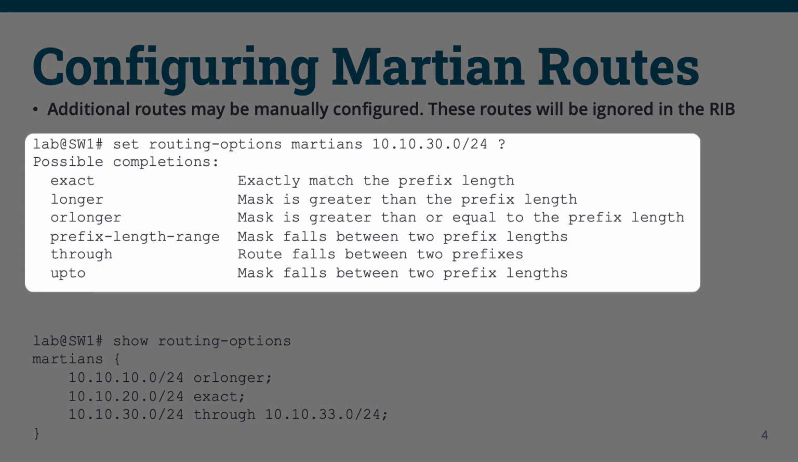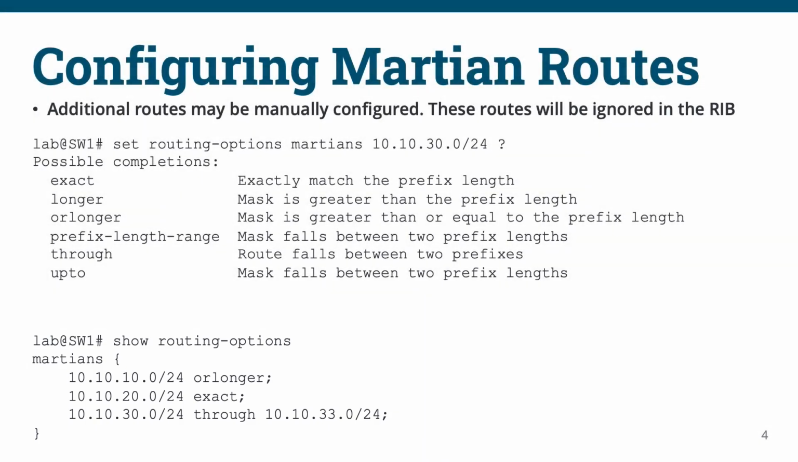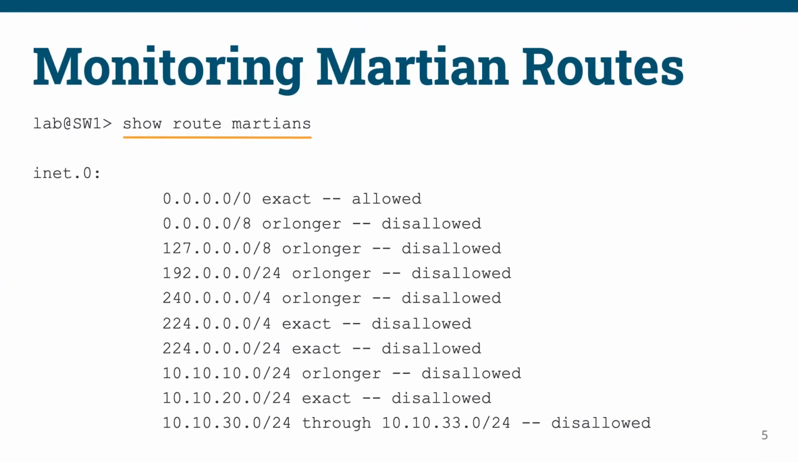We see here when we specify a new Martian route that we have several configuration options to define further what range of prefixes should be considered a Martian route and therefore ignored by the routing information base. In the configuration snippet below, we see some examples of what these Martian route configurations look like. Finally, let's briefly review how to show the configured Martian routes. We use the show route martians command to display all configured Martian routes in Junos.